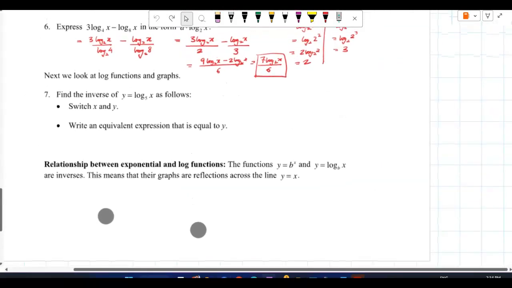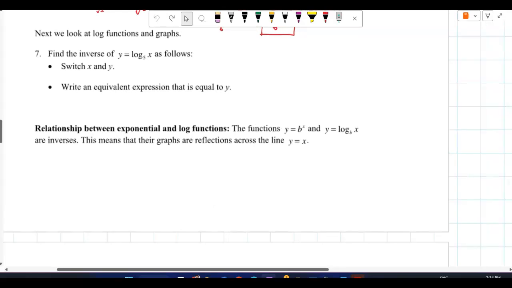Okay. So now, continuing this further, let's look at log functions and their graphs. Finding the inverse of y is equal to log x to the base 5. When you're finding the inverse, you remember the steps? You swap x and y, and you bring everything on the left side with the y. So you make it x is equal to, and then y is equal to, you make y the subject.